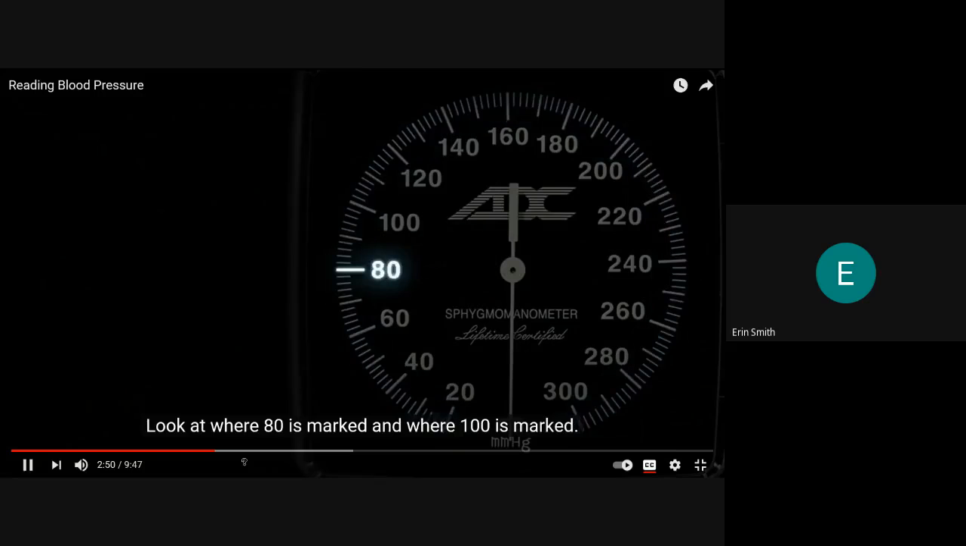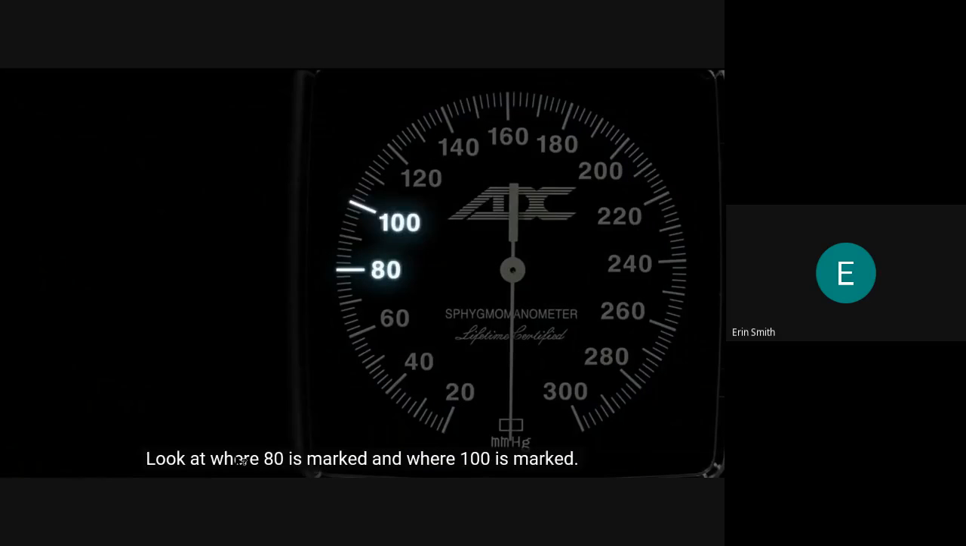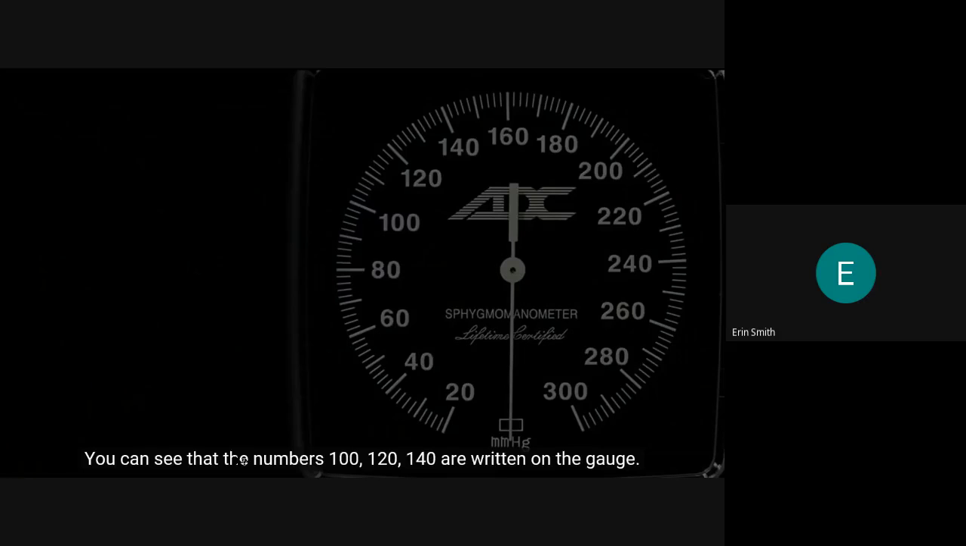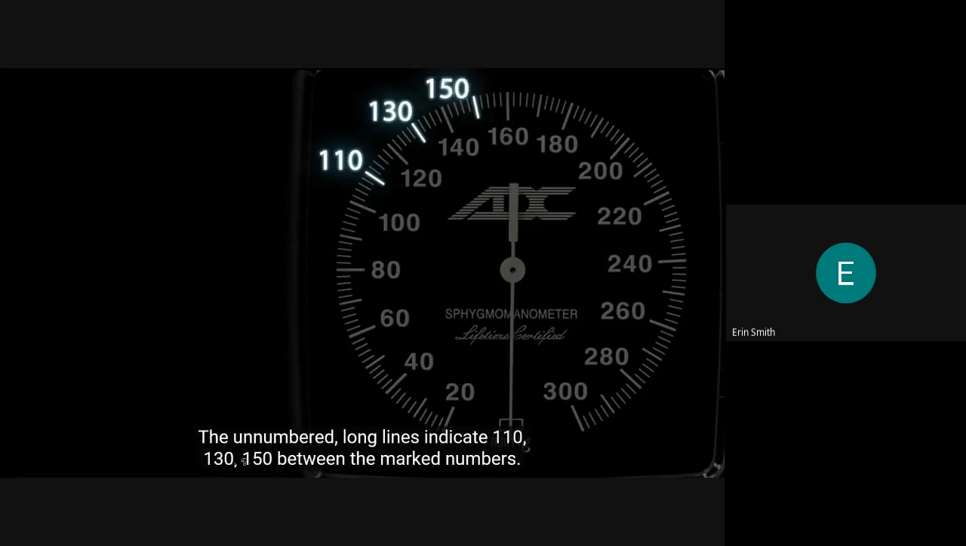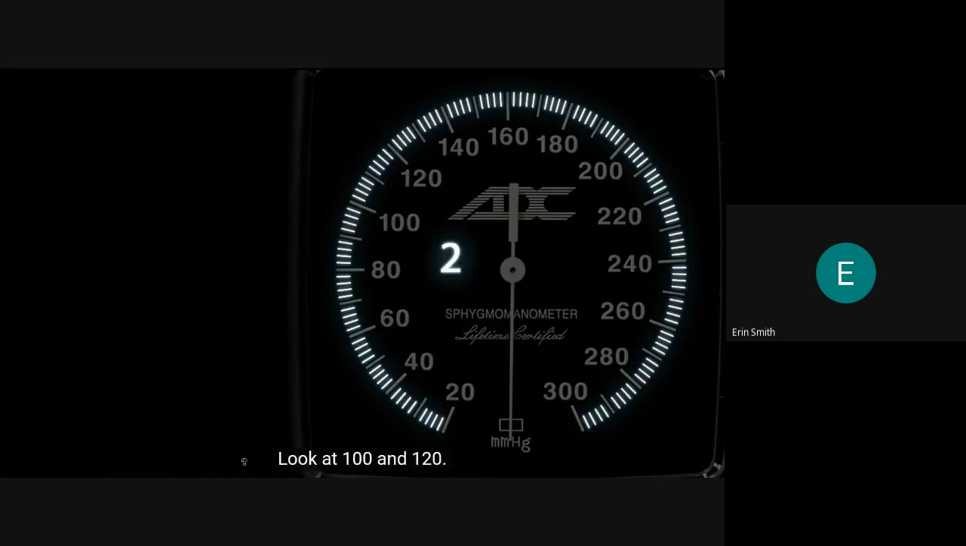Look at where 80 is marked and where 100 is marked. The long line in between indicates 90. You can see that the numbers 100, 120, 140 are written on the gauge. The unnumbered long lines indicate 110, 130, 150 between the marked numbers. The short lines all equal 2.